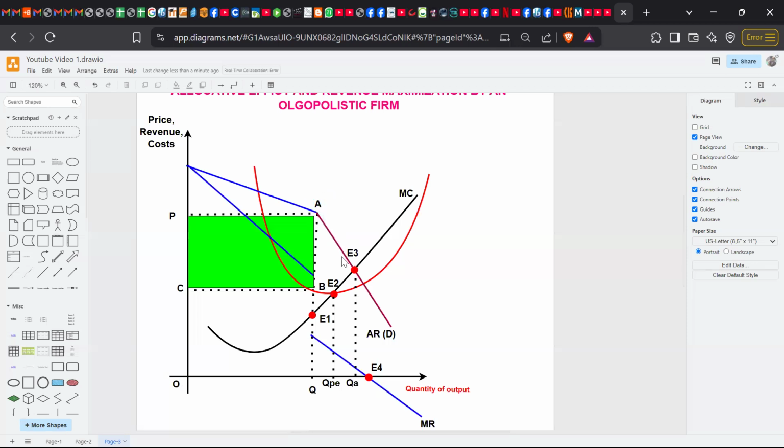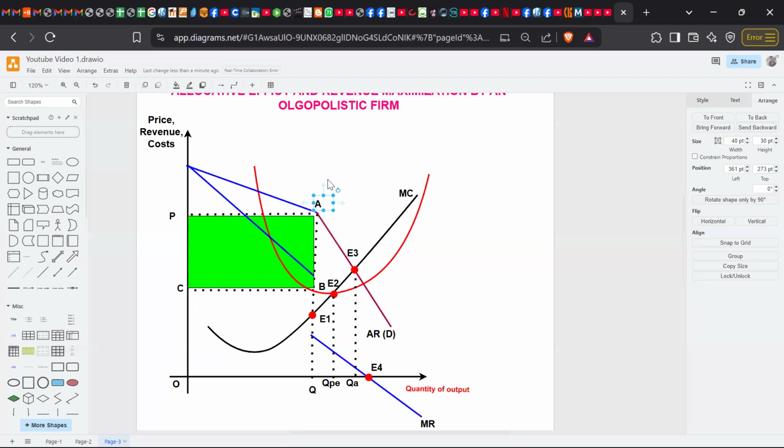For example, if American Airlines reduces the price, Delta will reduce the price too. If American Airlines increases the price, that is on the blue segment, the elastic segment of the demand curve, Delta will ignore the price hike. So there is no freedom for the firm. That's why the firm will fix the price at this kink, named A. There the pricing will happen.